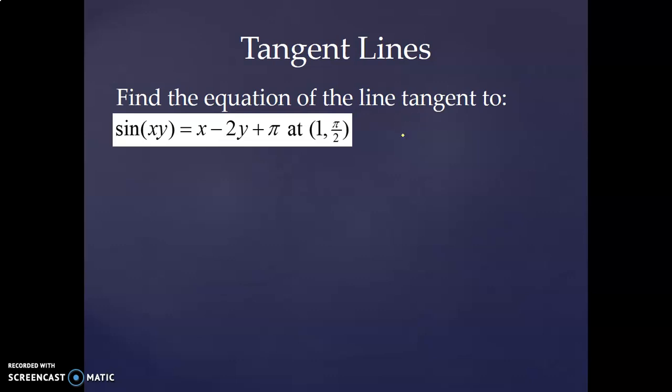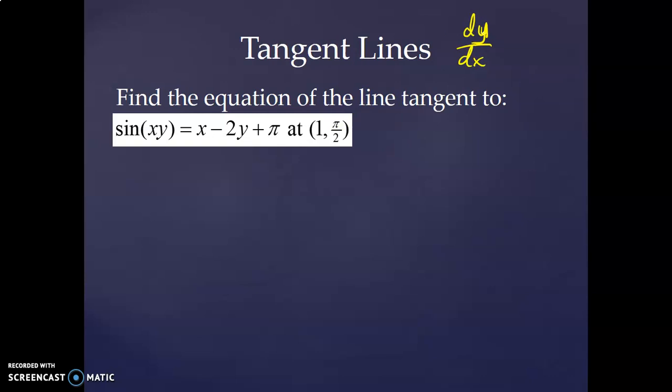Hey guys, Mr. McKinney here, just doing a quick example of tangent line equations, but also involving implicit differentiation. So this would be an incredibly difficult equation to try to solve for y. But if I want to write the equation of the tangent line, I don't need to solve for y. I just need to know what dy/dx is at this point.